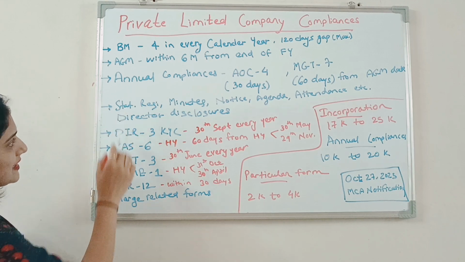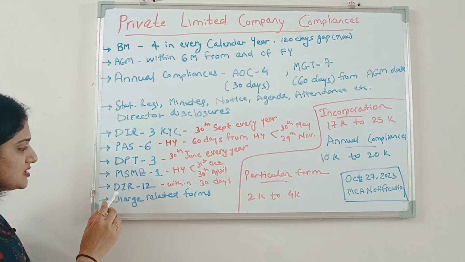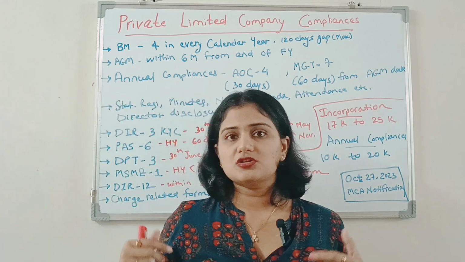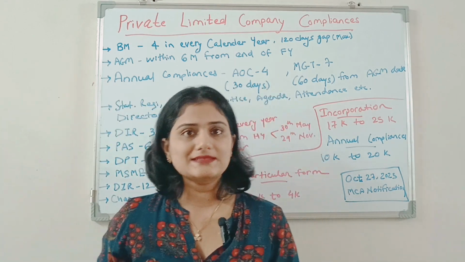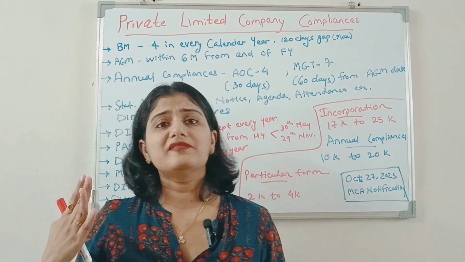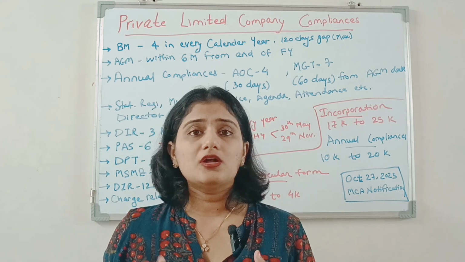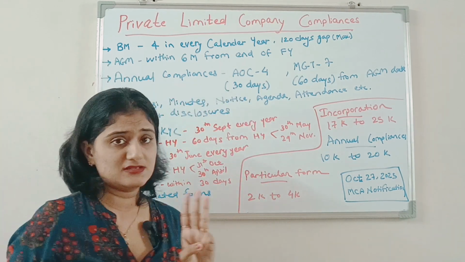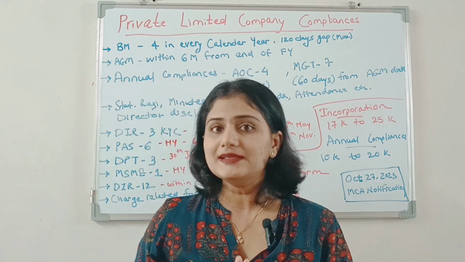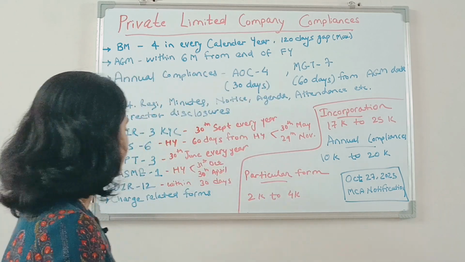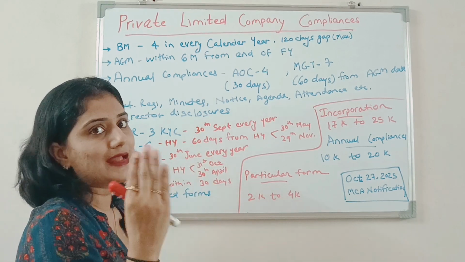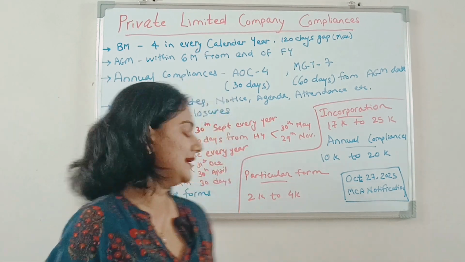So these are a few forms. Now these are event-based forms, DIR-12. This form is for the particulars of the directors and the KMP, that is, key managerial personnel. In case of appointment or resignation of any director or KMP, filing this form is required. The due timeline is 30 days from the date of appointment, resignation, or removal. There are form filing fees again of 200 to 600, and certification from the professional is mandatory.